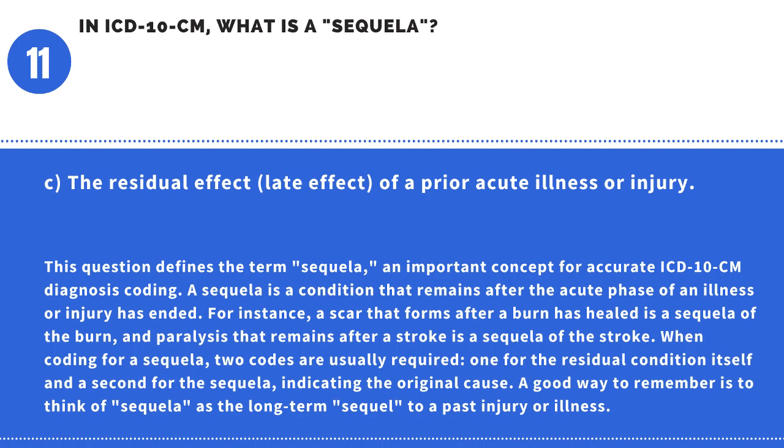When coding for a sequela, two codes are usually required, one for the residual condition itself and a second for the sequela, indicating the original cause. A good way to remember is to think of sequela as the long-term sequel to a past injury or illness.